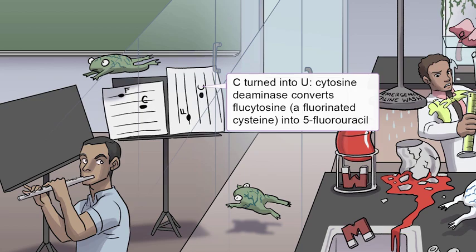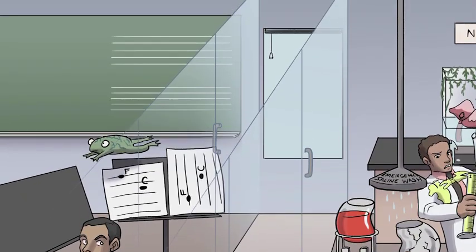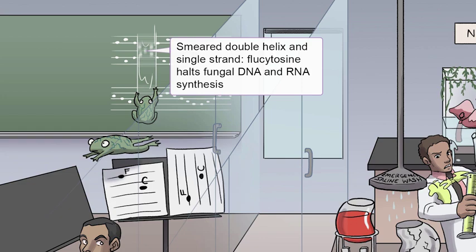From here, it's converted into a few more forms before being incorporated into growing strands of DNA and RNA and halting their synthesis. The bars of music drawn on the chalkboard spiral into DNA and RNA strands, and a frog has smeared them, depicting this halt in DNA and RNA synthesis. A question on an exam might word this mechanism as fungal DNA replication and fungal protein synthesis being inhibited.